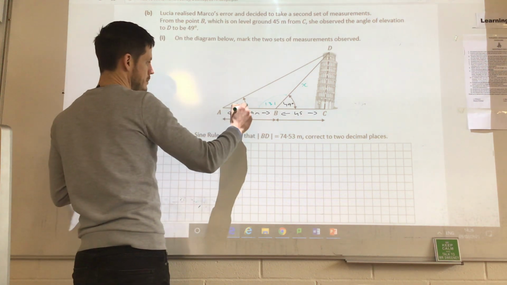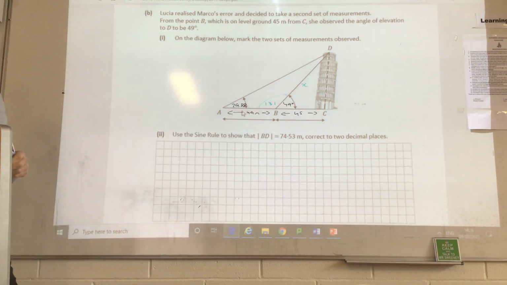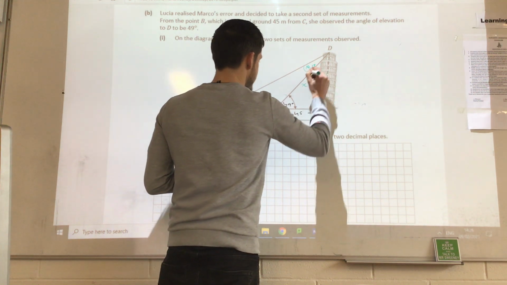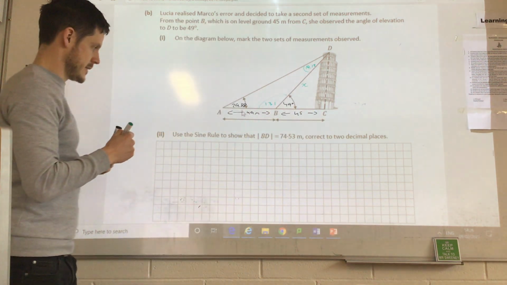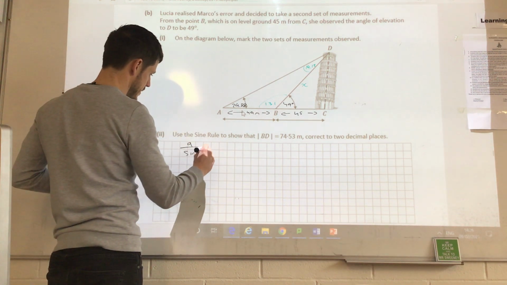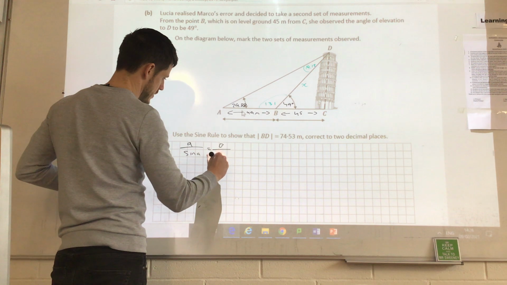And if I add both of those together and take them away from 180, because this is a triangle, I'll get the top angle there, which is 19.12. So now I have this side and this opposite. So remember, the sine rule says a over the sine of A is equal to b over the sine of B.